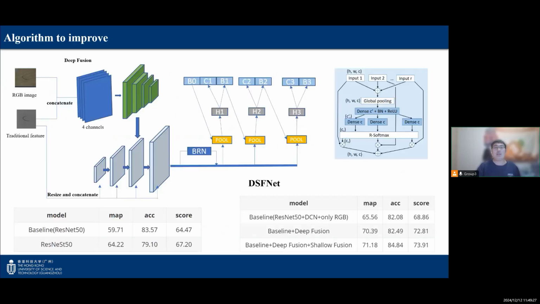We use ResNet 50 as baseline and propose a deep and shallow fusion network. This network incorporates the features extracted by traditional algorithms into channels in the deep and shallow layers of the model. ResNeSt is an improvement based on ResNet. It introduces the split attention module. Split attention combines the output element-wise of each group in the upper layer, groups the feature maps by channel, and applies r-Softmax to the group convolution to achieve a cross-channel attention mechanism.